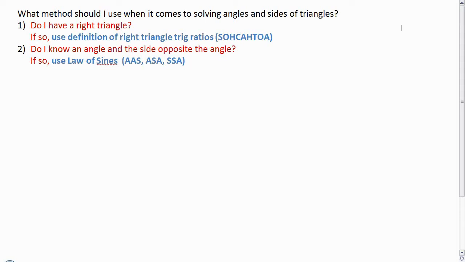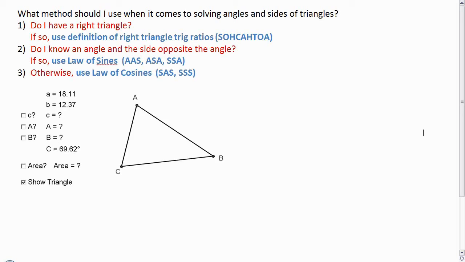When I didn't have a right triangle, then I looked at, did I have an angle and the side opposite the angle? If that was the case, then I was using the law of sines, which worked out for angle, angle, side, and side, side, angle triangles. When question number 1 is no and question number 2 is no, then it pretty much leaves us with the law of cosines. And as you see, I'm going to be able to use this for both side, angle, side and side, side, side triangles.